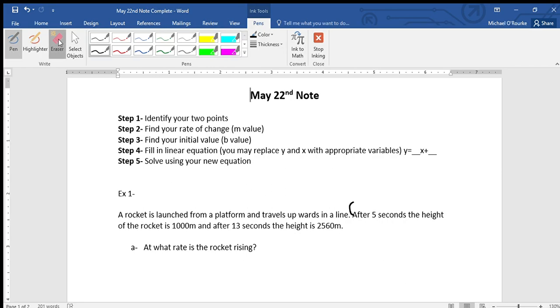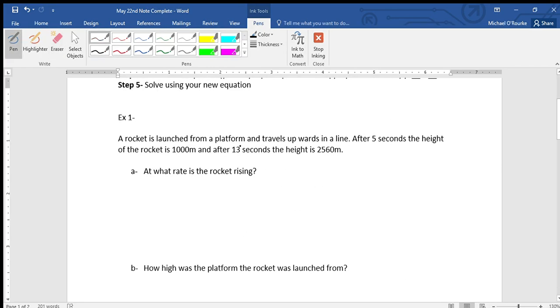Okay, so let's make our 2 points. The 2 points are (5, 1,000) and (13, 2560). So those are 2 points. It asks for the rate, so that's our rate of change. So let's label it: X1, Y1, X2, Y2.